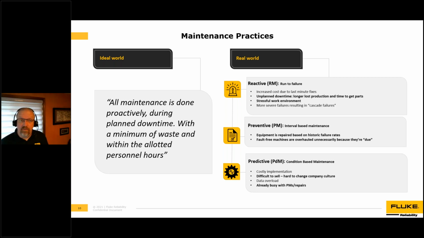Next, we have interval-based or preventive maintenance. And this can result in the overhaul of fault-free machines. This uses the theory of, I know it always fails at about 6 months, so we'll replace it at 4.5 months. And you'll still find yourself having failures of otherwise good machines.